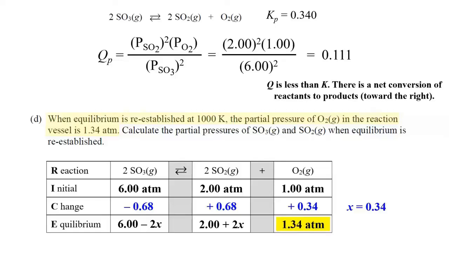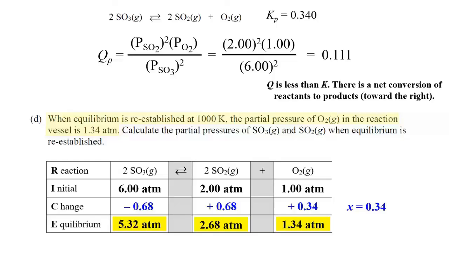Let's go ahead and do the math from top to bottom. 6 minus 0.68 is 5.32 atmospheres. And obviously 2 plus 0.68 is 2.68 atmospheres. So it said calculate the partial pressures of SO3 and SO2 when equilibrium is reestablished. Hopefully you can see that that's why a RICE table makes it very easy. It's a good strategy for solving this kind of problem.